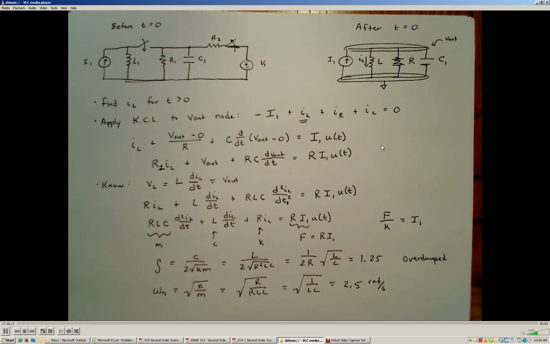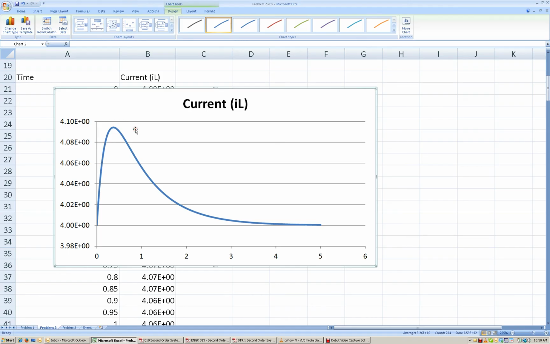So this initial bump up in current that we see is primarily due to the discharging of the capacitor. Okay, and that's the solution to the second problem of the worksheet.